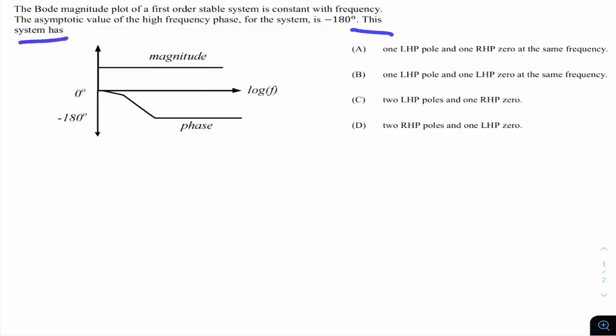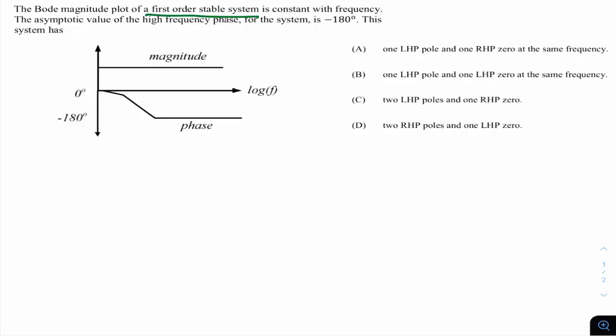This system has, if you see the options, one left half plane pole and one right half plane zero at the same frequency. Similarly, they are basically asking us to find how many poles and zeros there will be to satisfy this criteria and where they will be located, right? So let us see. Here, one important keyword that you should notice is they are saying this is a first order stable system. What is the meaning of it?